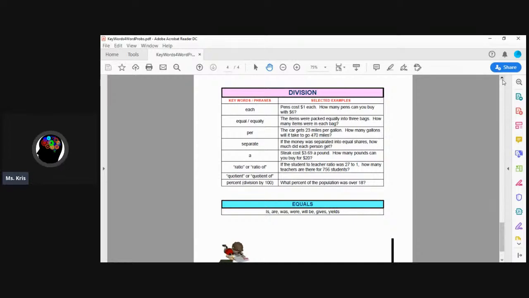Last but certainly not least is, of course, percent. Percent is a division of 100. Well, percent is a division and multiplication of 100, depending on what you're asking for. But mostly it's based off of dividing by 100.